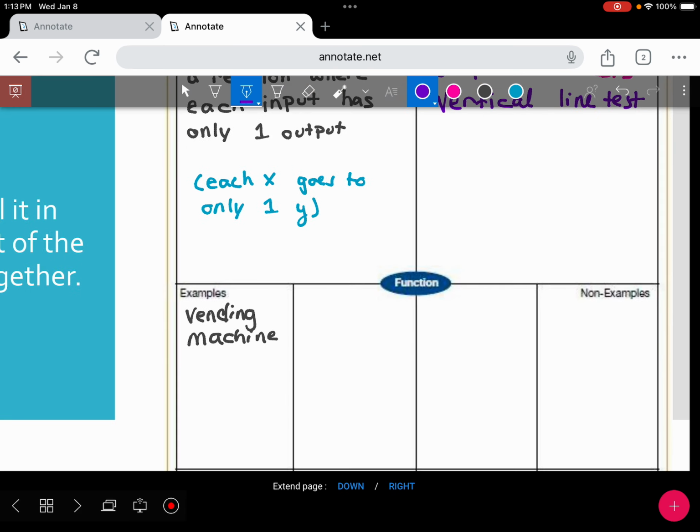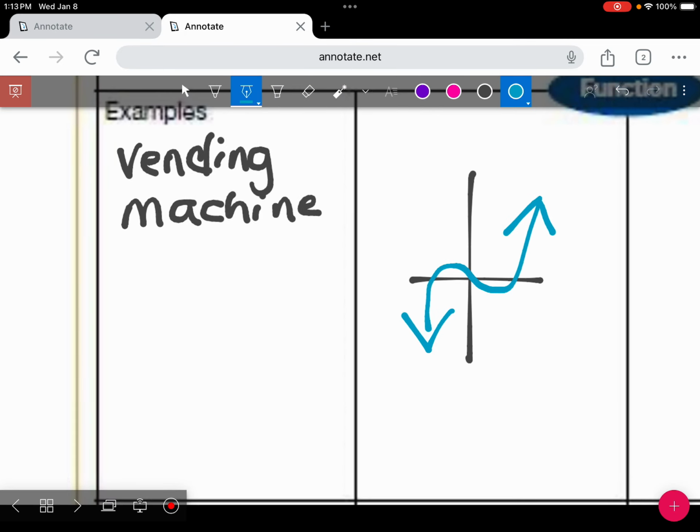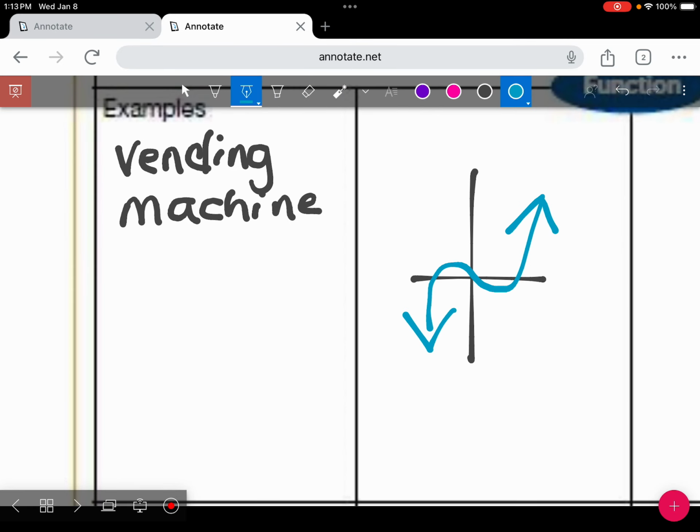So if I was to draw a graph down here, let's say something that looks like this. If I take my stick, I'm going to zoom in so that the picture's bigger. Does my stick ever cross my blue line more than one time like this? No.